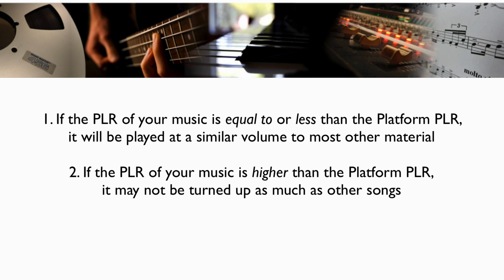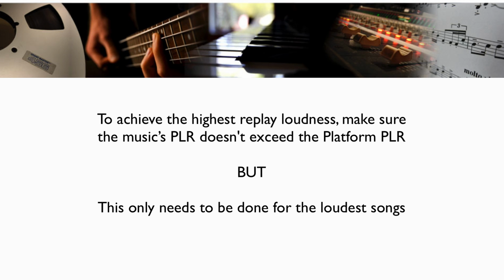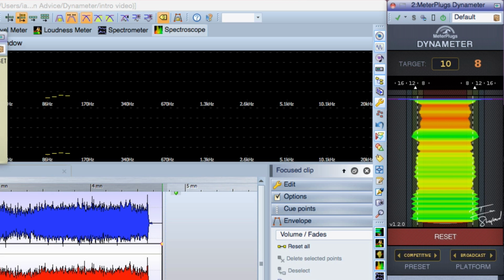So the simple conclusion to come to from that is that if you want your music to play back as loudly as possible on a particular streaming platform, you should make sure that the PLR of your music is equal to or lower than the platform PLR. But we only really need to worry about that for the very loudest songs. If you imagine a song that starts loud, continues loud all the way through and ends loud, and you want that to play back as loudly as anything else online, then you need to keep the PLR of your music inside the platform PLR.